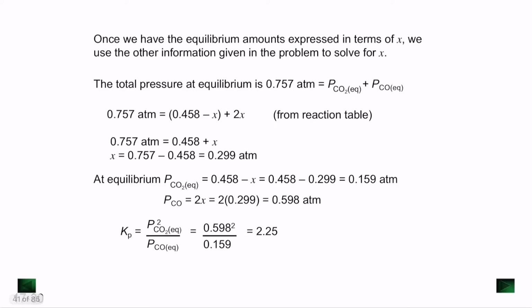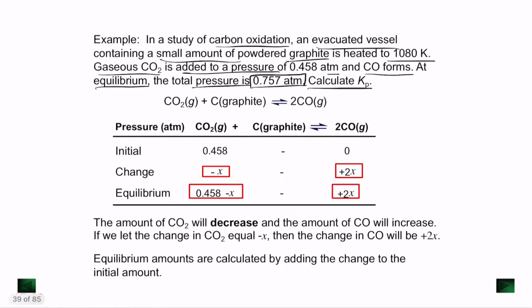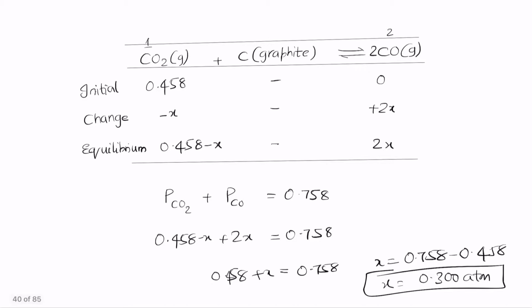Now we have calculated the x value. The next thing we need here is the value 0.757. So x becomes 0.299.